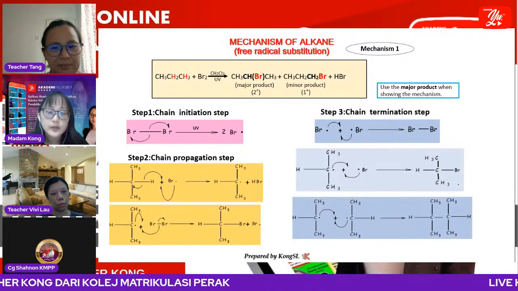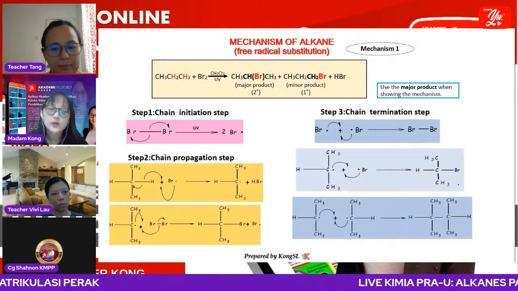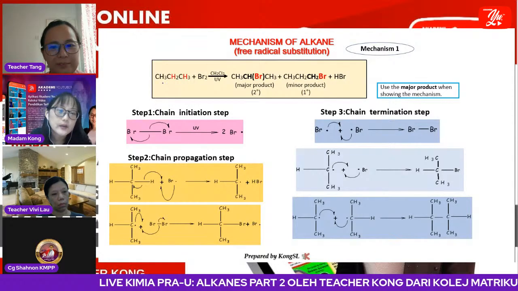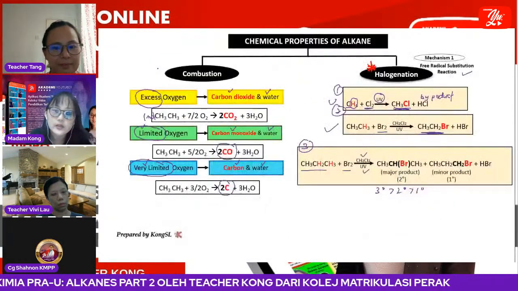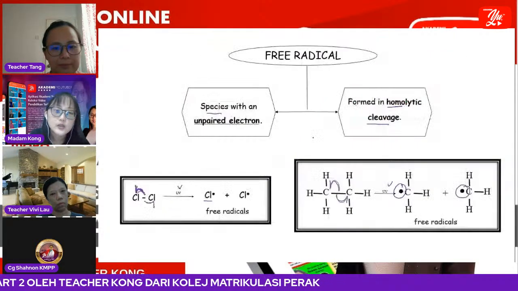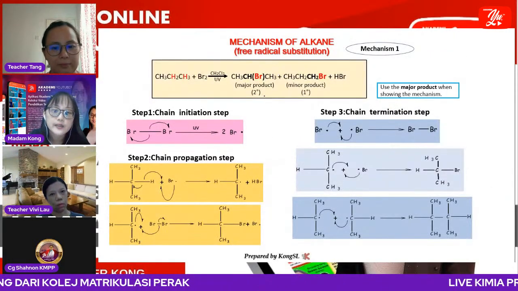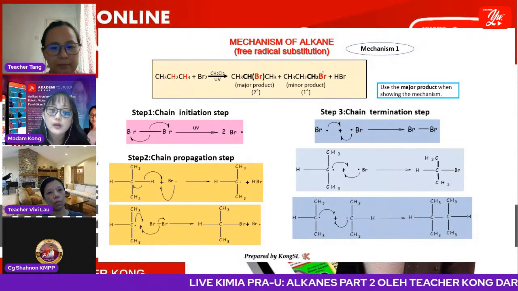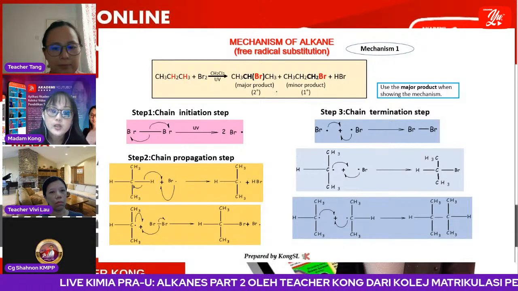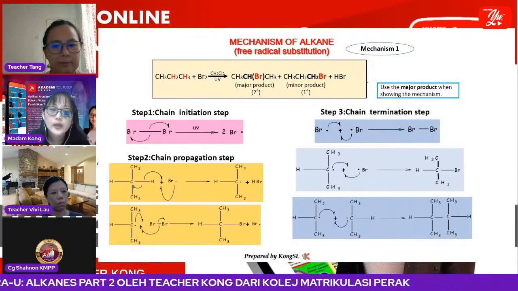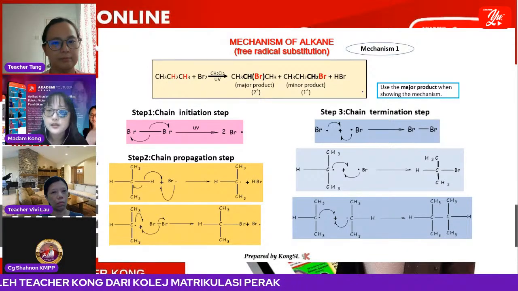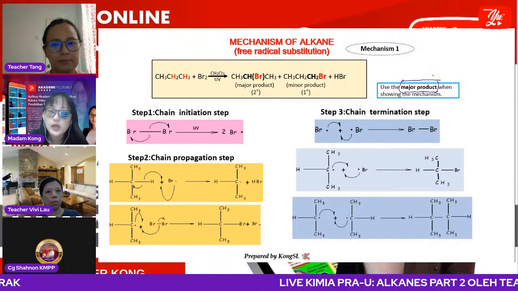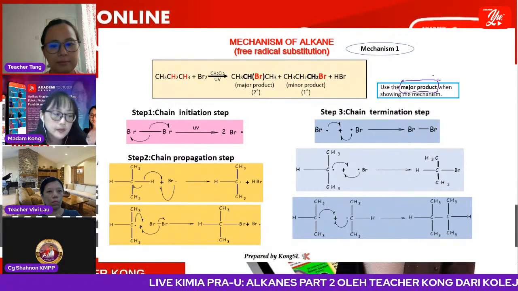This is the first mechanism for the matriculation syllabus, the first mechanism you are going to learn: free radical substitution. In this case I'm using the third equation from just now, where there are three equations. The third equation shows a major product which is secondary, formed from the secondary free radical and the secondary haloalkene. This one is from the primary free radical and the primary haloalkene. So you must mention this is minor and this is major. While showing the mechanism, we must use the major product. We must use the major product to continue the free radical steps.